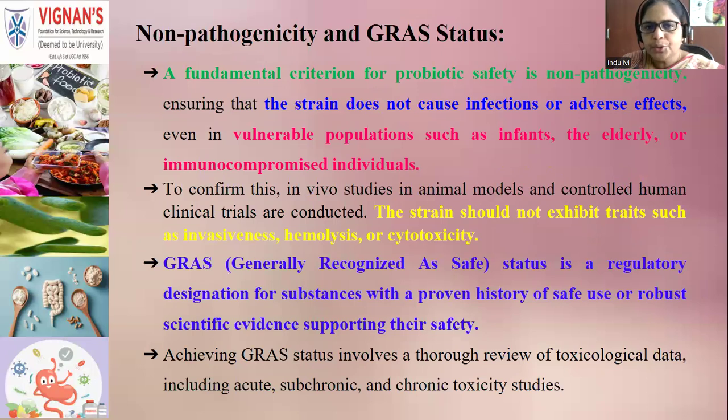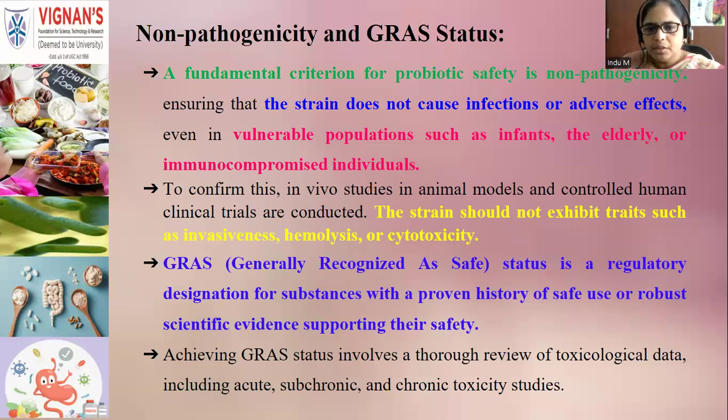And the next one, it should be non-pathogenic and it is identified as GRAS, that means generally recognized as safe. So a fundamental criterion for probiotic safety is being non-pathogenic. That strain should not cause any infection or any adverse effect, even in healthy people as well as vulnerable people like infants, the elderly, and compromised individuals.